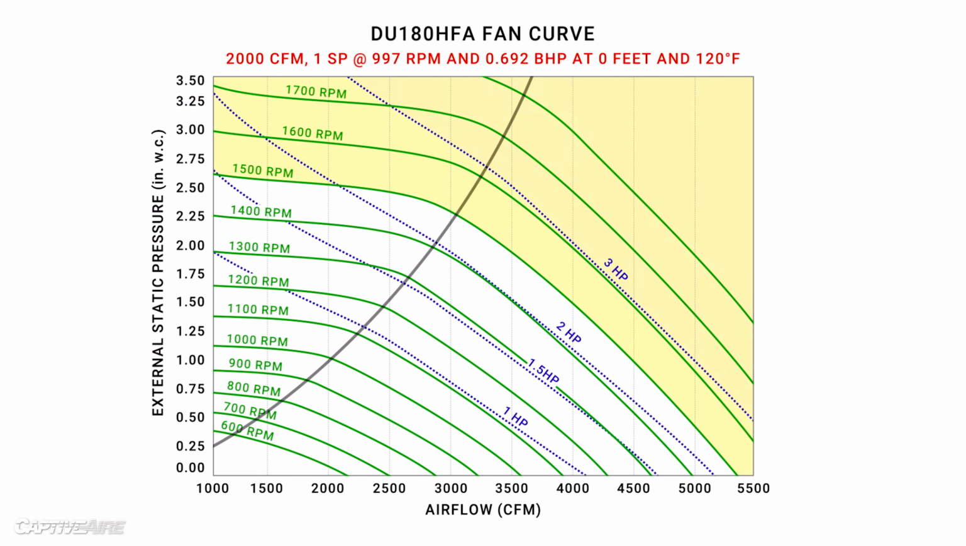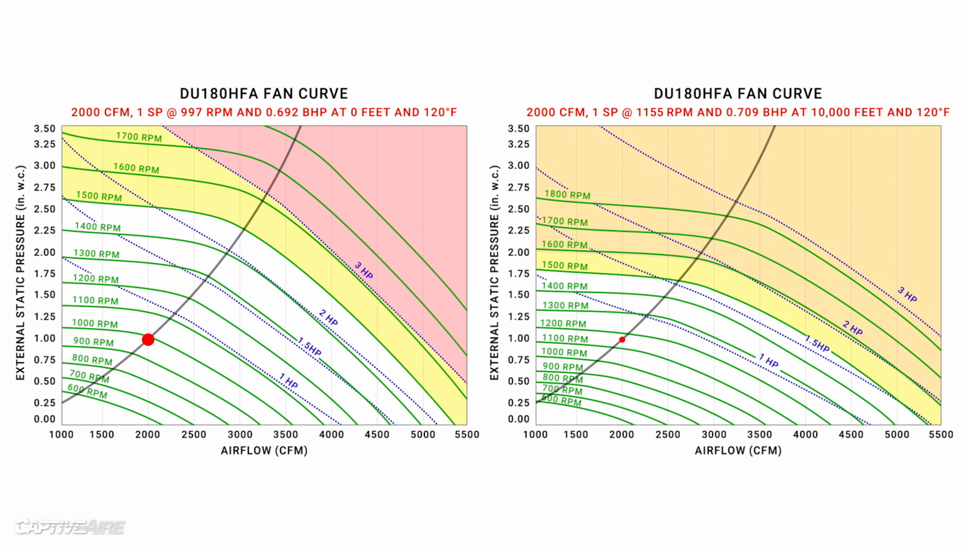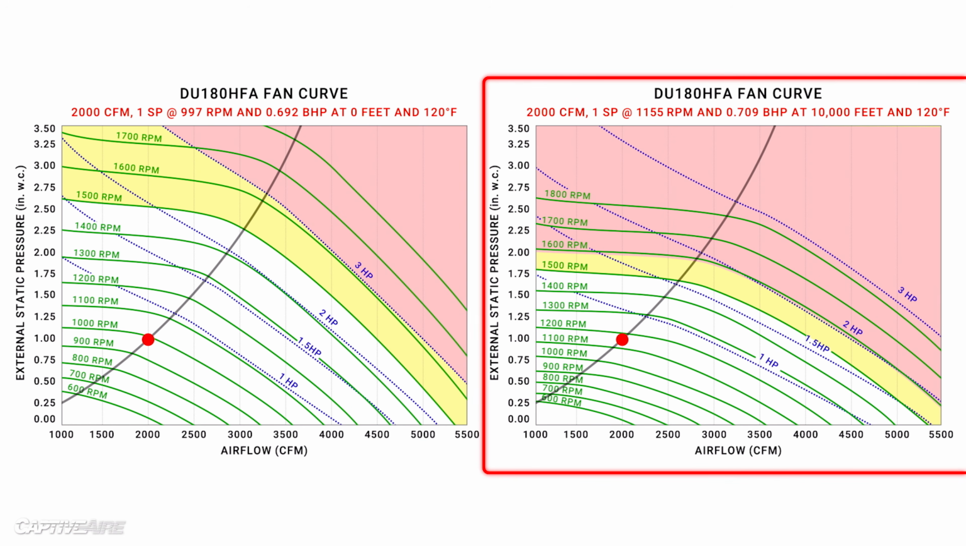We've been looking at this upblast fan for a while now, at 0 feet elevation and with an air temperature of 120 degrees, which accounts for the heat of cooking appliances. Let's put that side by side with the same fan moving the same amount of air at the same static pressure, the same temperature, but at an elevation of 10,000 feet. Our software automatically calculated that the fan at 10,000 feet is having to spin faster, and because of that, it's using more brake horsepower. But wait, that's the opposite of what we just said in our last example.